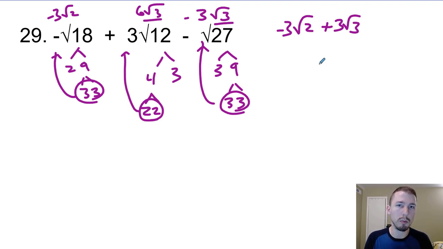Radicals are going to be really important whenever we get to Pythagorean theorem and its converse and special right triangles. So make sure you got radicals down.